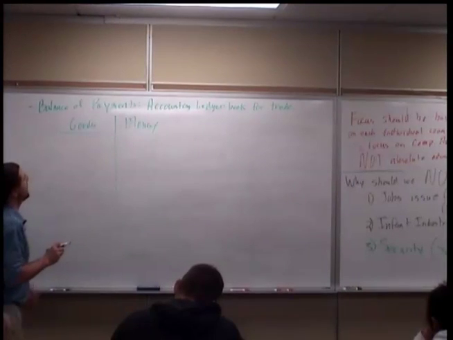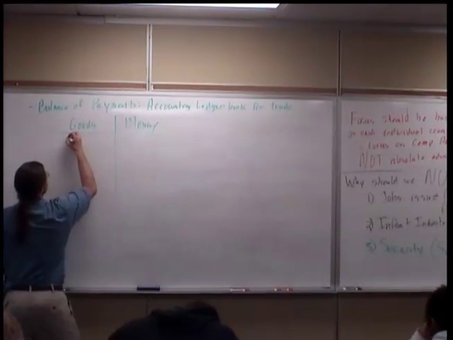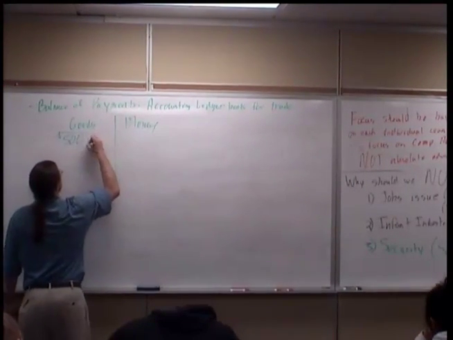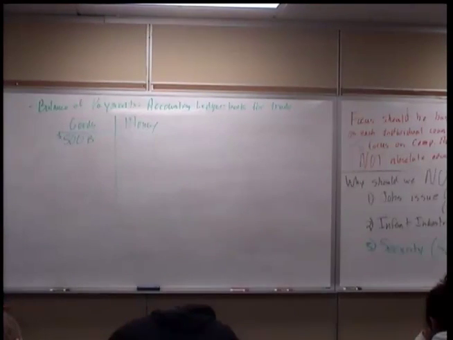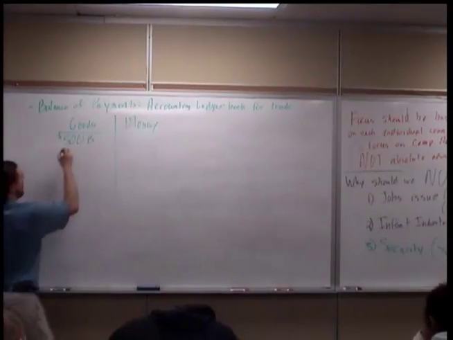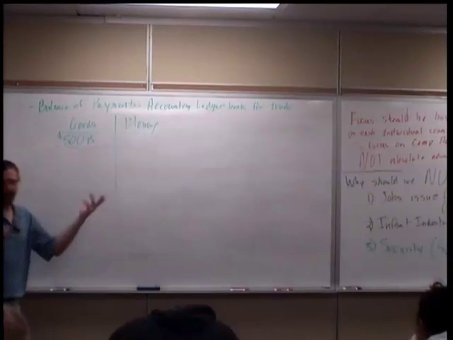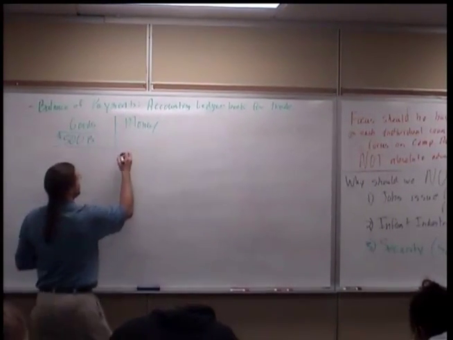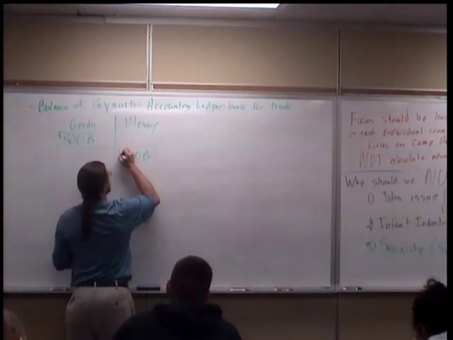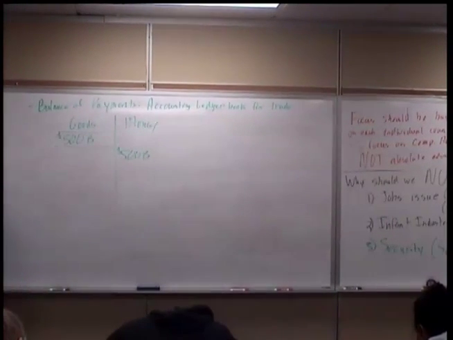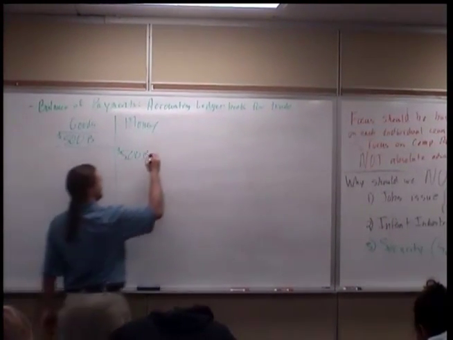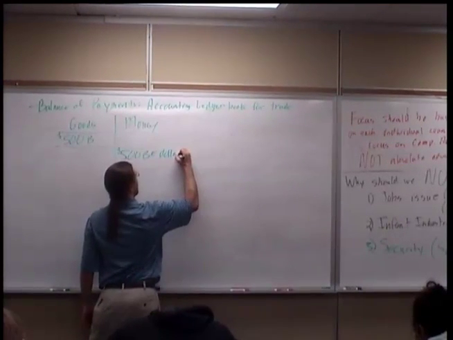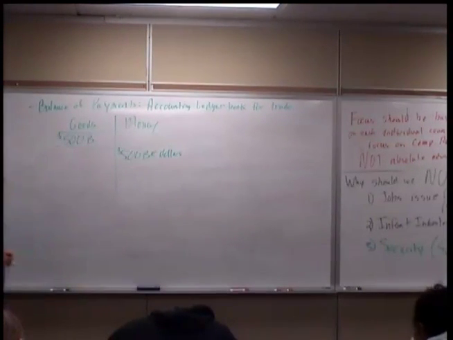Okay. So the idea is that when we buy $500 billion worth of goods from wherever, the way we pay them is with $500 billion worth of US dollars. Right?